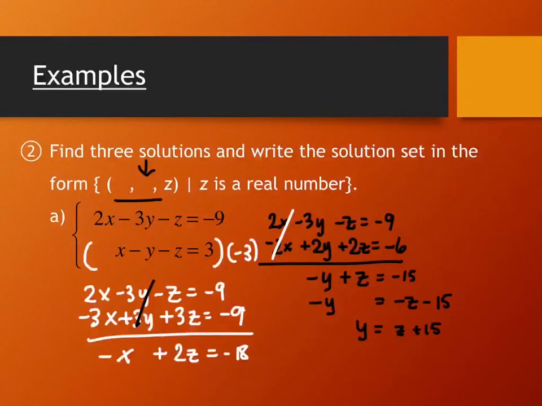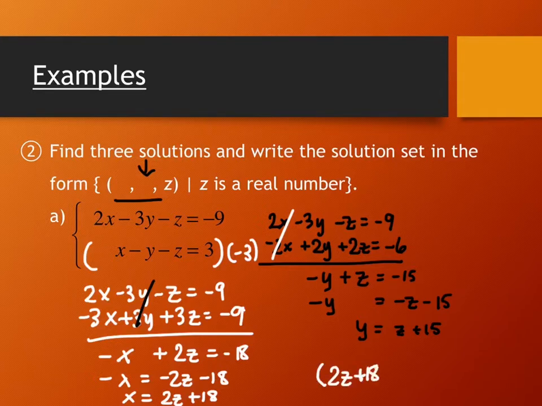Just like on the last one when we solved for y, now we're going to solve for x. So this is -x equals -2z minus 18. And if we divide by a negative, we get x equals 2z plus 18. So as we look at our ordered triple, our x value is 2z plus 18, our y value is z plus 15, and then z is our z value.